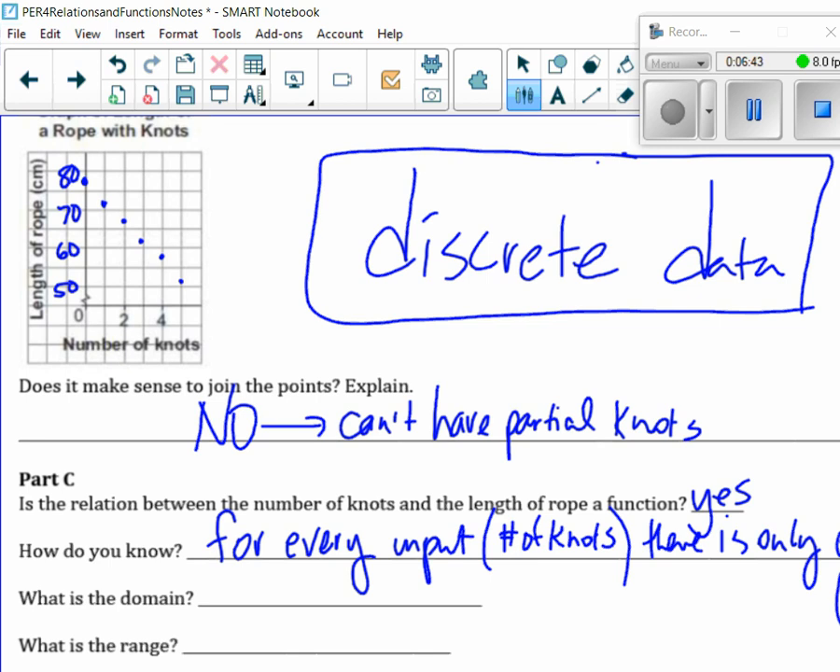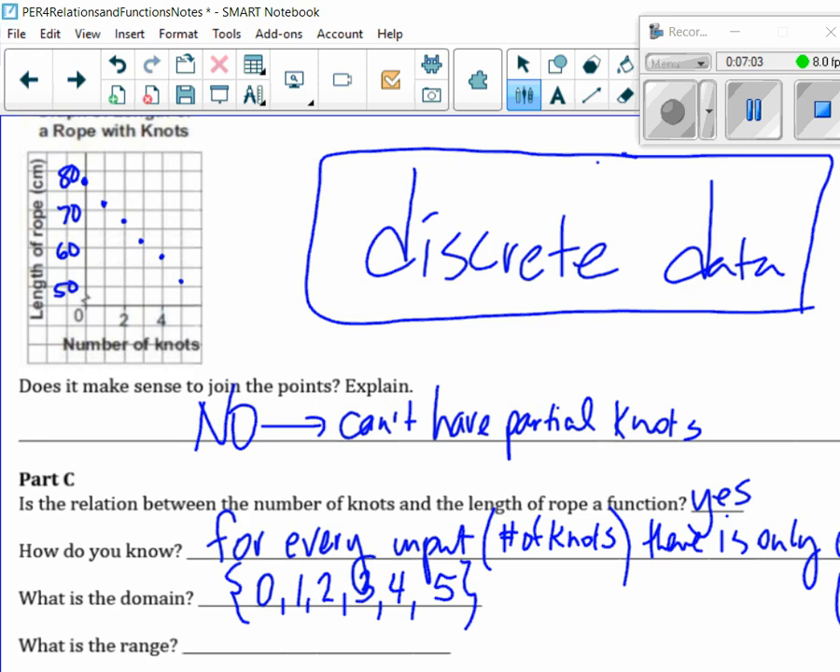What is the domain? So your domain is going to be slightly different than mine, but the domain is going to be the number. Oh, actually, I guess it won't be for the domain, right? It'll be the length that'll be different. So 0, 1, 2, 3, 4, 5. Yes?